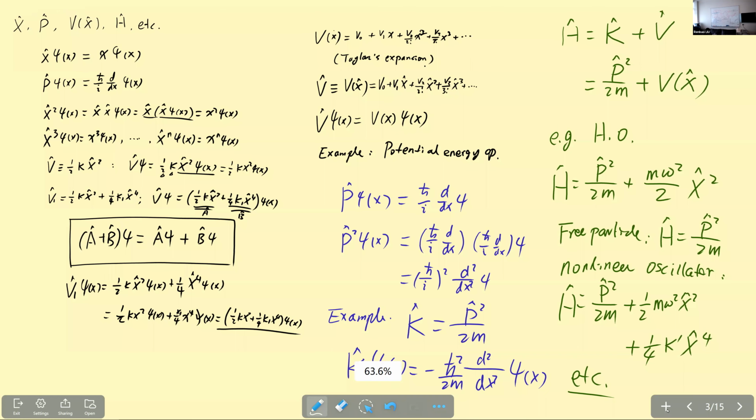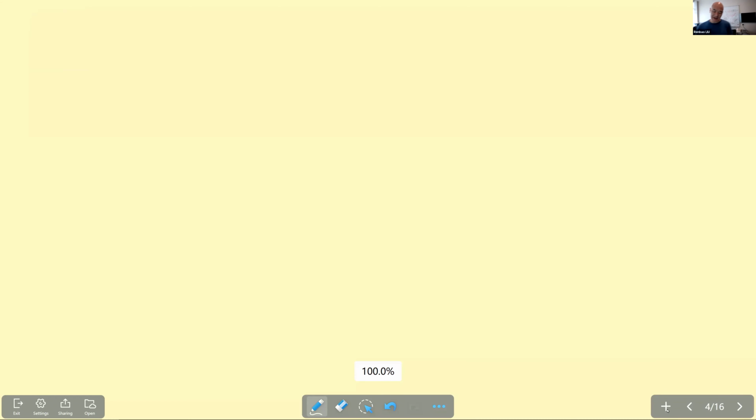And let me give you another example. Hopefully not to confuse you, but to get you more familiar with the operation of operators. Let's use this p operator again. Let me just write this as h bar over i d over dx. So you know this one. That's a definition. P psi(x) equals h bar over i d over dx psi(x), right?